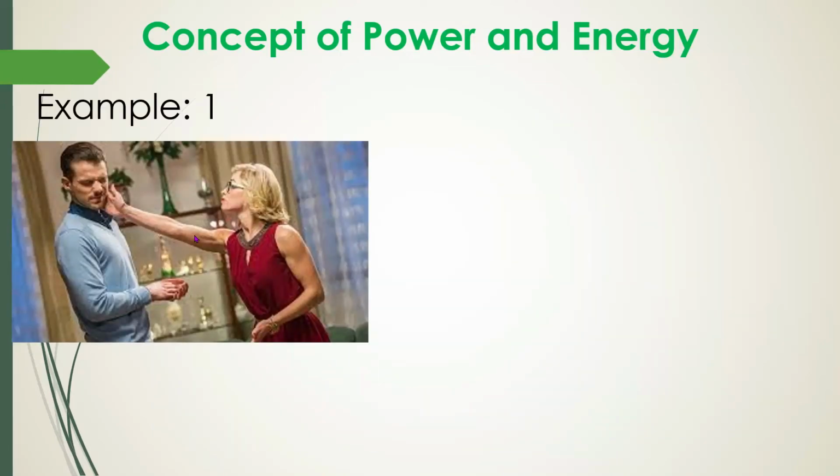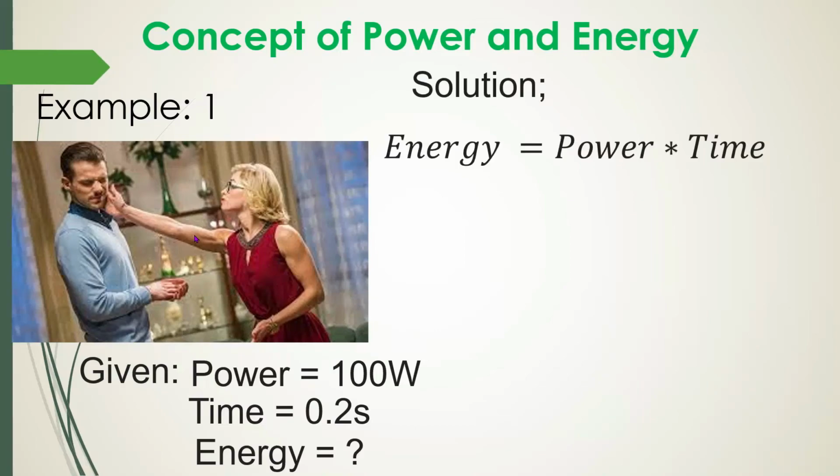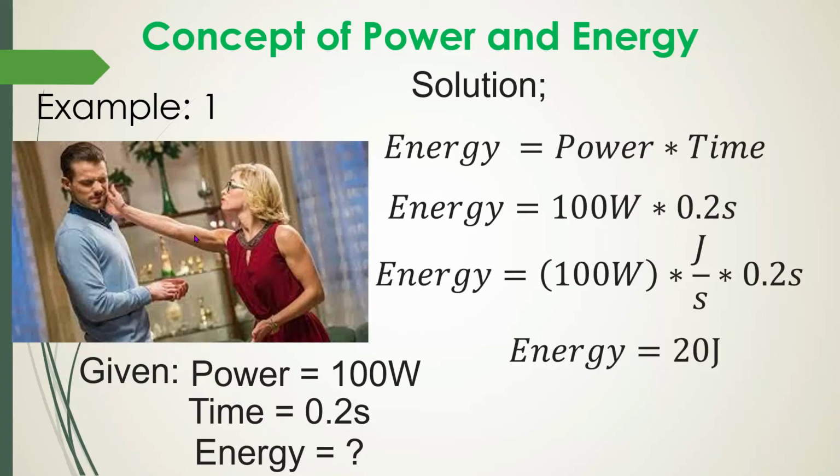Example number 1, your girlfriend slaps your face using 100 watts of power at 0.2 second time. Calculate the energy released by your girlfriend just to slap your face because you are not true to her. Your solution will start by identifying the known and unknown variables. Given power is 100 watts, time is 0.2 second and energy is unknown. Using the magic triangle, the key to have a girlfriend, we say that energy in joules is equal to power in watts multiplied by time in seconds. By substituting the values of the known variables into the energy equation, we'll have 20 joules of energy.